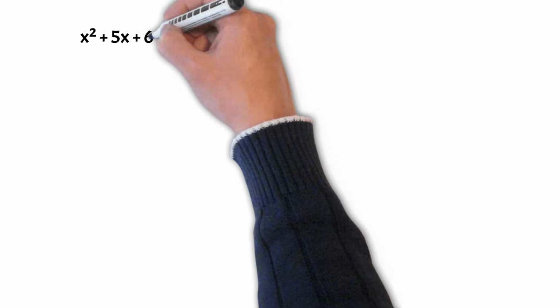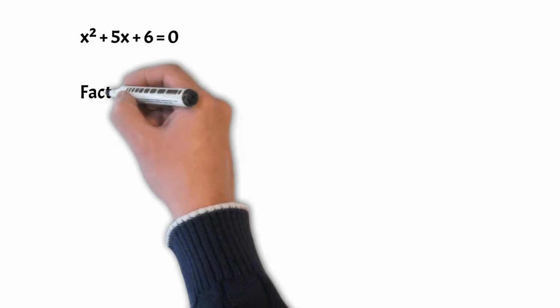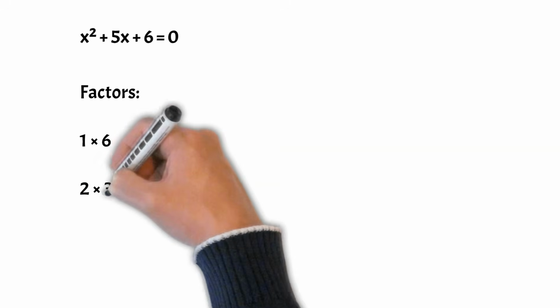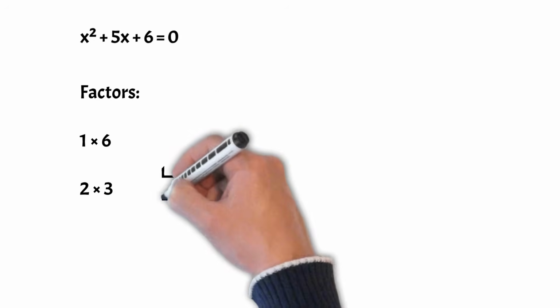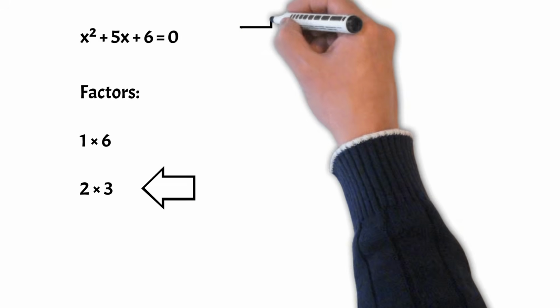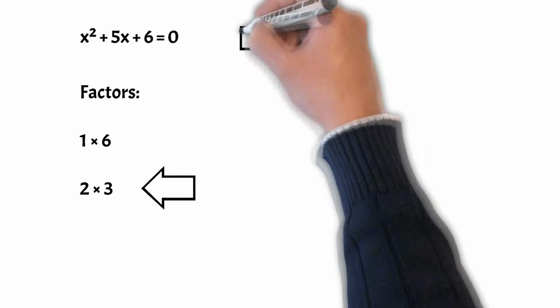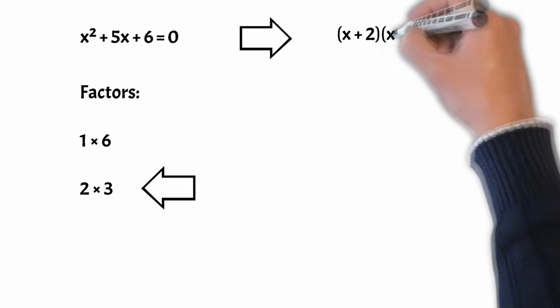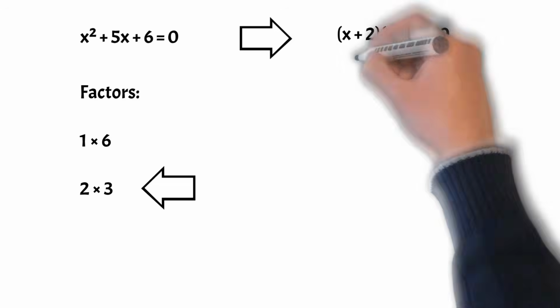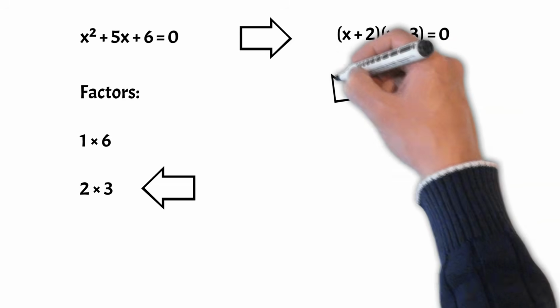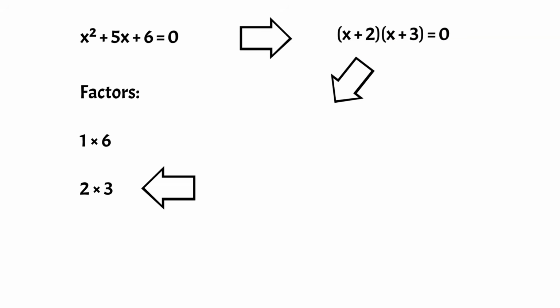Let's begin with x squared plus 5x plus 6 equals 0. We need to find two numbers that multiply to give 6 and add to give 5. Those numbers are 2 and 3. So we can factorize the quadratic. The equation becomes (x plus 2) multiplied by (x plus 3) equals 0.